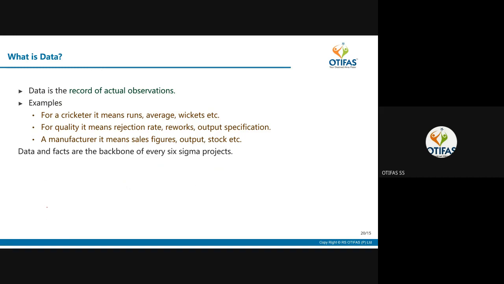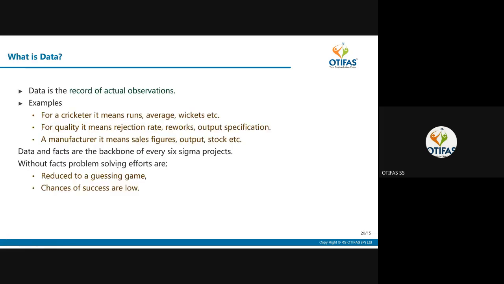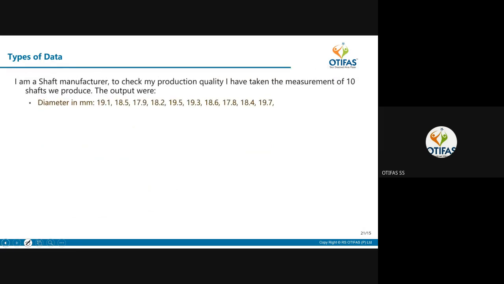So data and facts are the backbone of every Six Sigma project. Without facts, problem-solving efforts are reduced to a guessing game, and chances of success are low. This is a big reason for the failure of Six Sigma projects: improper data collection, improper analysis, etc. So now let us understand the different types of data.